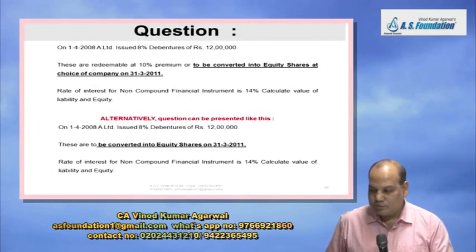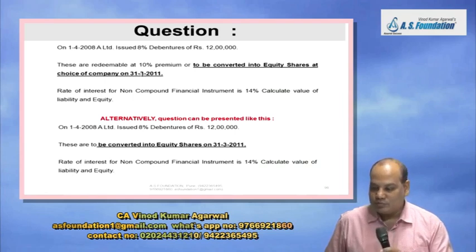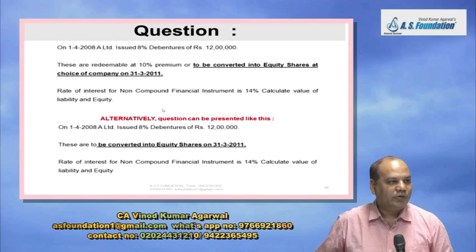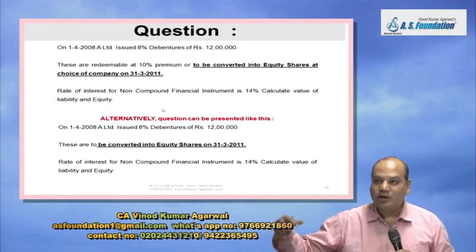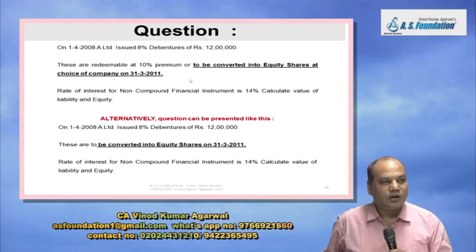We'll try one more. In all the questions that we solved till now, till 25 number, the option was with the holder. Now we'll solve a question where the option is with the entity, or it is a mandatory conversion. If it is a mandatory conversion, again cash is not required to be paid. So we'll not take the redemption value.